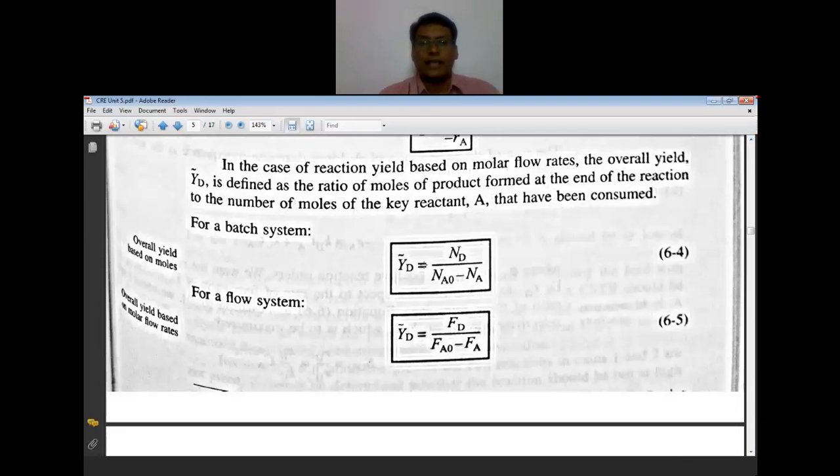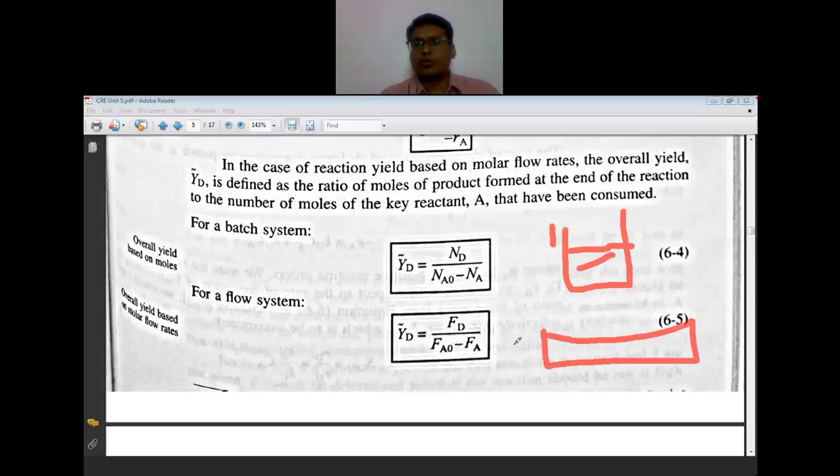So this is for a batch system. For a batch system, you are going to calculate the number of moles. And in a continuous reactor system, you are going to calculate the flow rate. It's a continuous system, so it will change with time. Whatever flow rate you get, that has to change with time. So it's a function of time, and that is why it's a flow rate. FD is nothing but the molar flow rate, and ND is the moles of the product formed at the end of reaction, and FD is the molar flow rate.